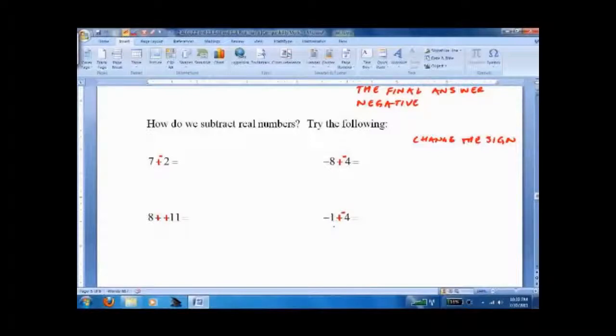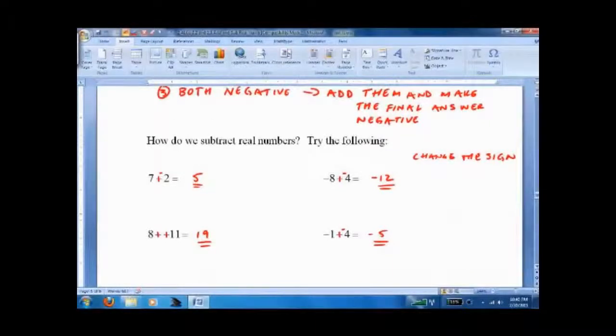Now we're right back where we started. 7 plus negative 2. They're opposites, we subtract, keep the bigger sign. Negative 8 plus negative 4. They're both the same sign, so we add them and keep the negative. Negative 1 plus negative 4. Add them, keep the negative, and 8 plus 11, 19. Boy, those answers look very familiar. So that's how we subtract. Just turn it into addition. And of course, once you get pretty good at all these, you don't have to go through these rules. They just become second nature.